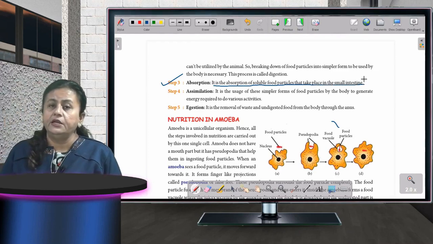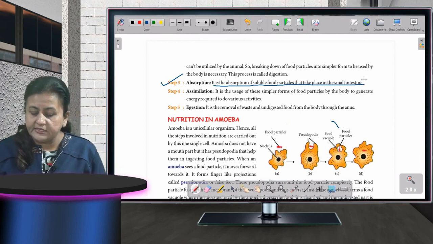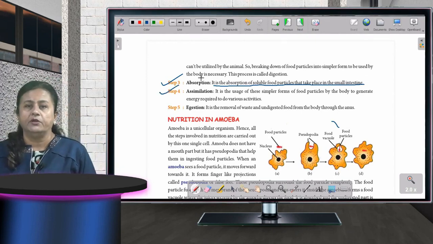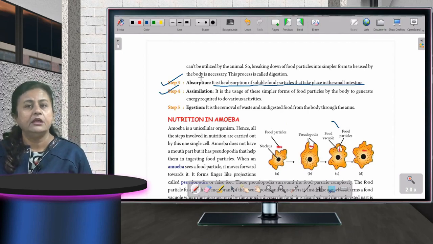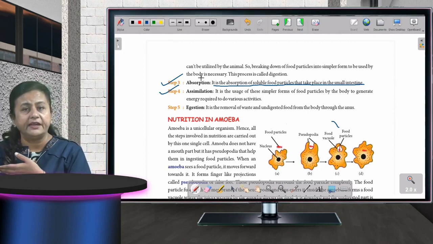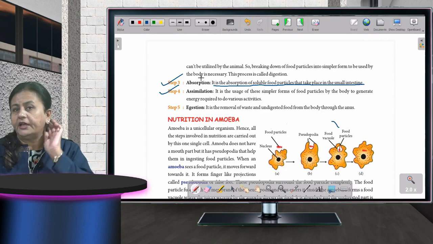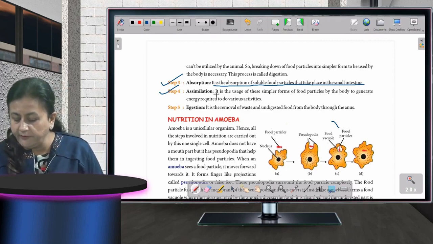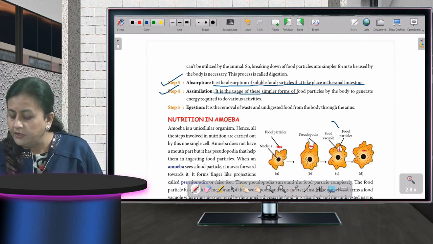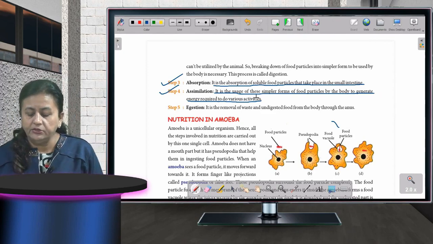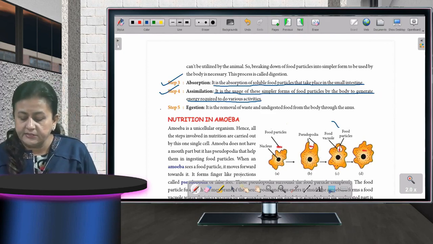Fine children. Now the fourth step, that is assimilation. Assimilation means the usage, how we are using. Now the blood is carrying that digested food, broken down into simpler form, to the different body parts so that we can carry out our day-to-day activities. It is the usage of simpler forms of food particles by the body to generate energy required to do various activities.